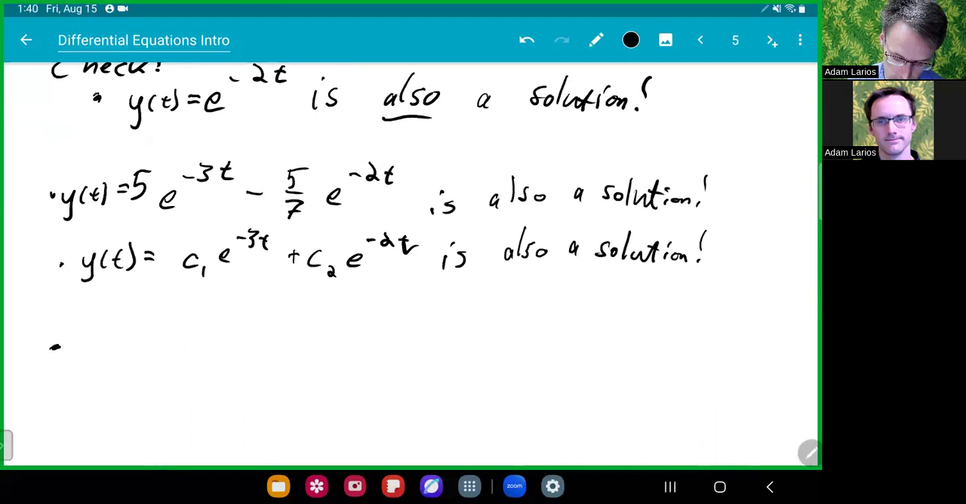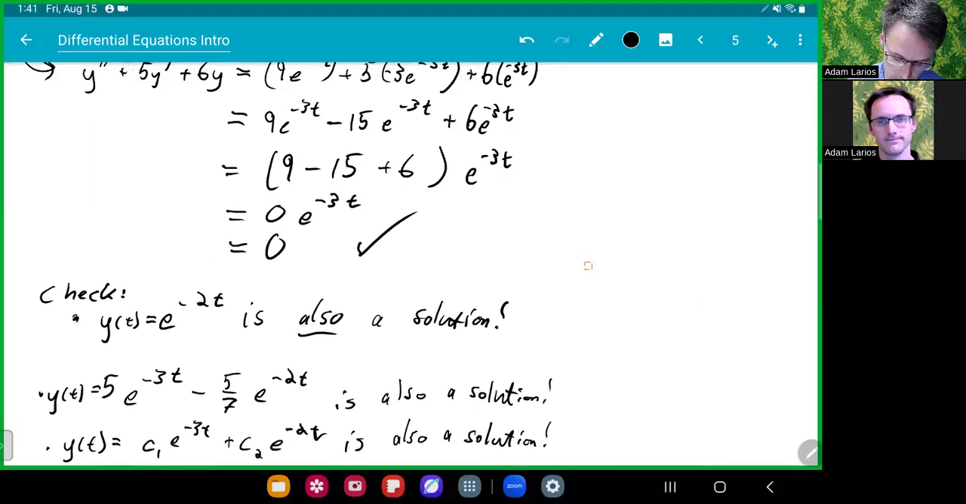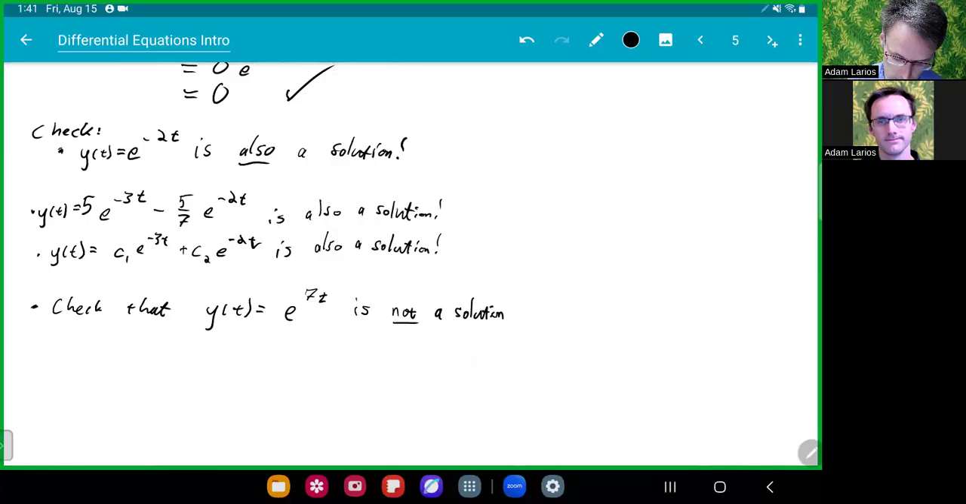So one more pretty useful exercise, and I think you should try this. Check that y of t is equal to e to the, well, let's say you could do 7t, any constant t, maybe just e to the t if you want something a little simpler. So this one is not a solution. So I encourage you to give it a try. You can use the same type of strategy here. This will be more or less the same until you get to a step where those numbers don't cancel out perfectly, and then you don't get a 0 in the end, meaning that e to the 7t is not a solution.